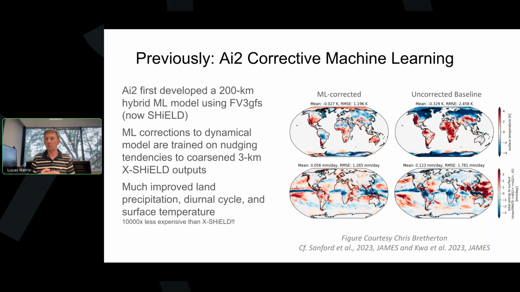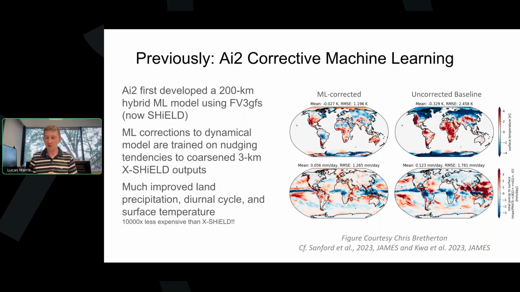Also, as part of this, they developed a really neat Python wrapped version of what is now SHiELD. And this kind of tied into another effort that I'll talk about later that was an AI effort that eventually transitioned into NASA and NOAA. One thing I do want to point out is a 200 kilometer model, simply because it's such a lower resolution model, is much less expensive than our very expensive 3 kilometer global storm resolving model, X-SHiELD. In fact, it's about a factor of 10,000.